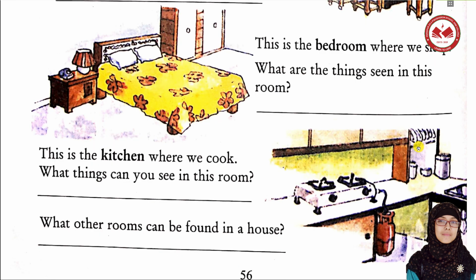So moving on to the next picture, this is a kitchen. This is the kitchen where we cook. Mom usually cooks here, right? Exactly, this is our kitchen where our mother cooks. What things can you see in this room? So you will mention the things you can see in this picture. What other rooms can be found in a house?